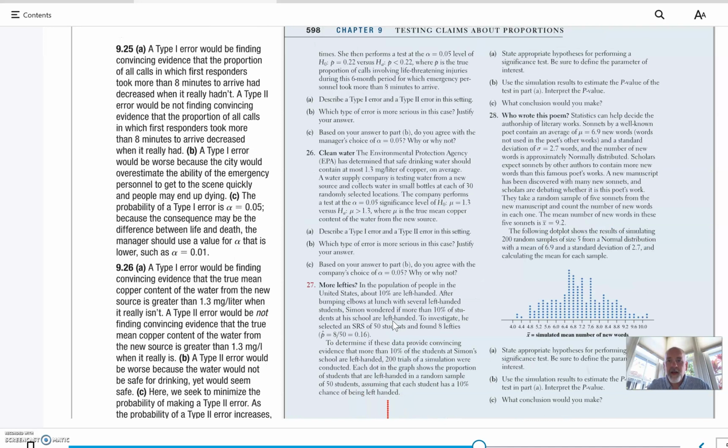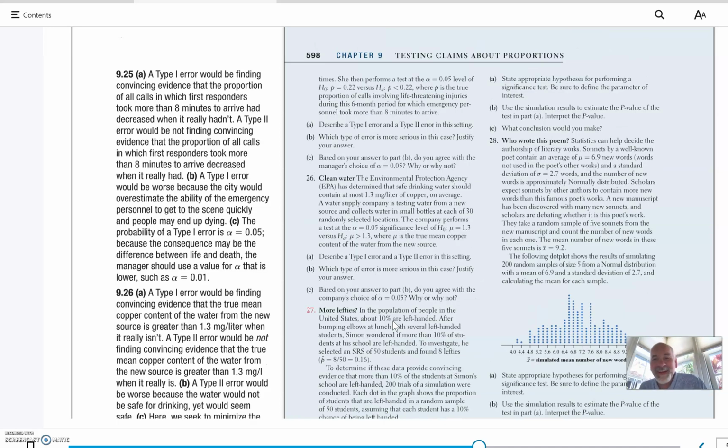The null is 10%. P equals 10%. The alternative is P is greater than 10%.